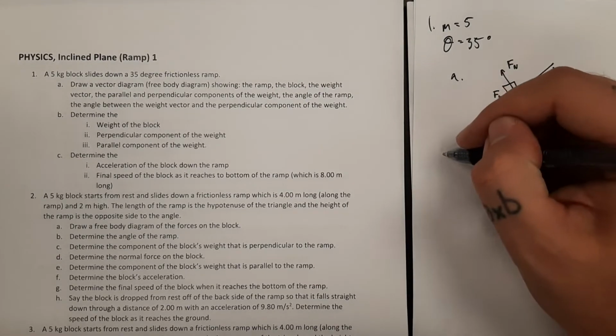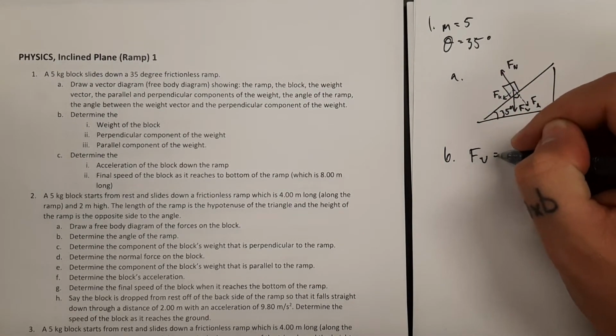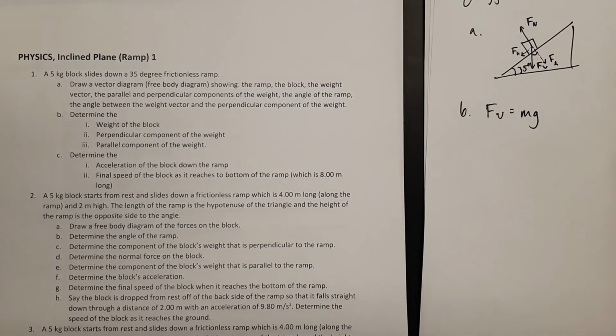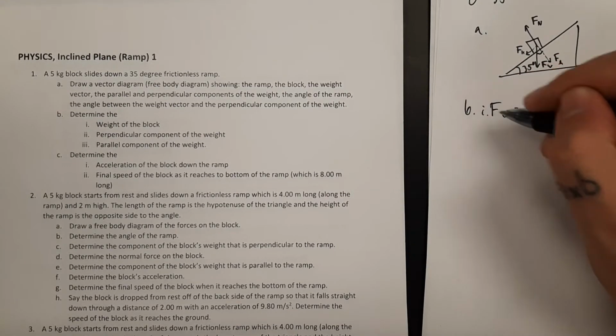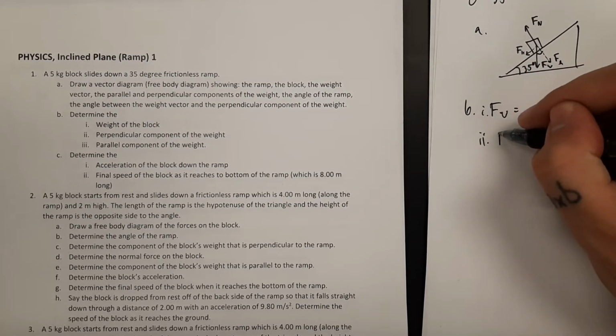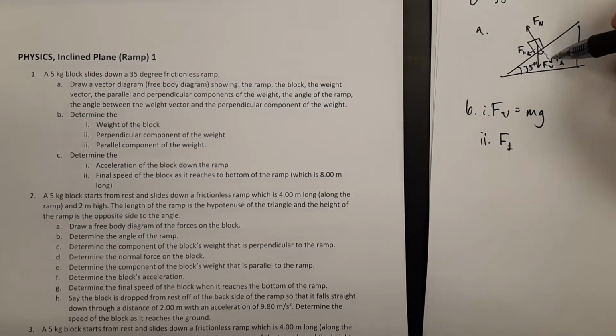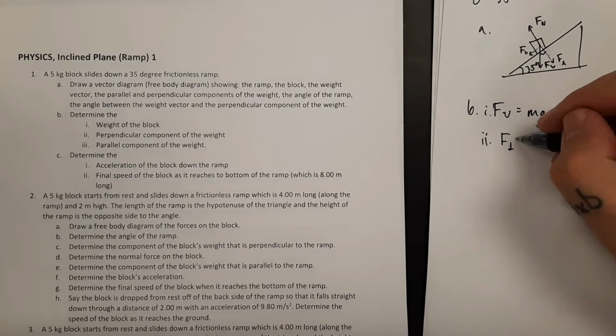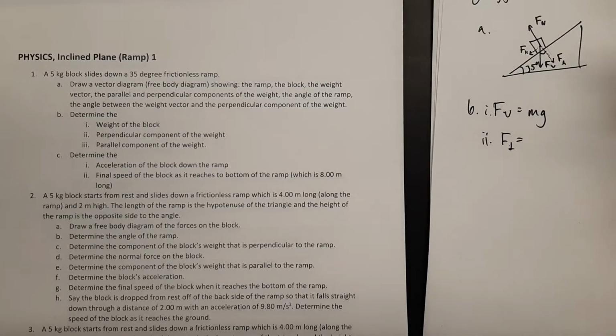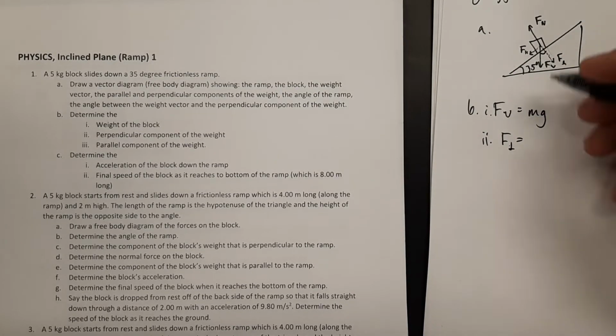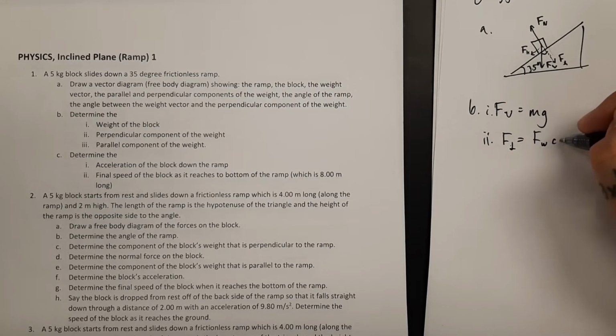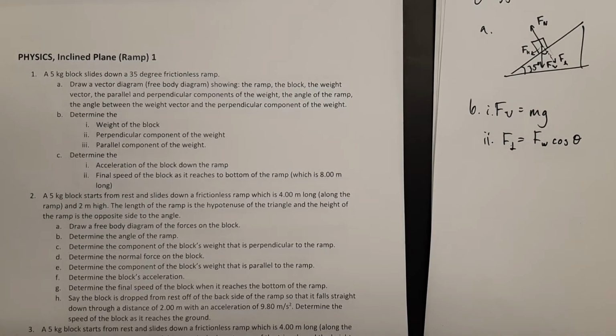Okay? So B, determine the weight of the block. When you're looking for weight, it's just mass times gravity. So plugging and chugging. Perpendicular component. Whenever you're looking for the perpendicular component, that is this adjacent side on this triangle over here. And your weight is the hypotenuse, so adjacent and hypotenuse, that means we're looking at cosine. Okay, so that perpendicular component is just going to be your weight times the cosine of the angle. All right, that angle being the same as the angle of the ramp.